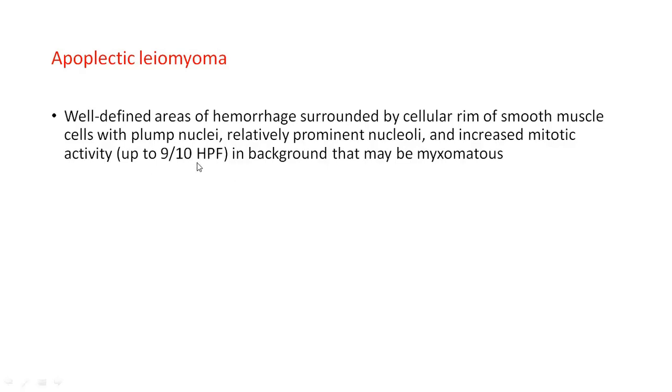Up to 9 per 10 high-power fields is still an apoplectic leiomyoma, but if the number goes above 10, reaching up to 15, then we can bump this leiomyoma up into a STUMP, which is a smooth muscle tumor of uncertain malignant potential. We will discuss that entity in our next video.